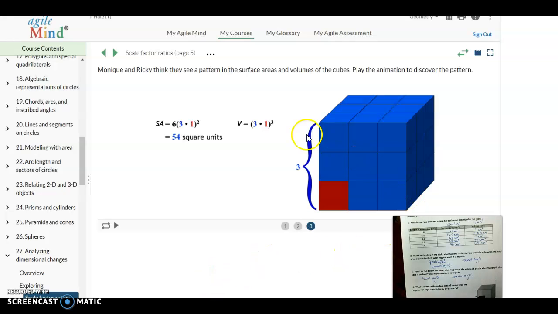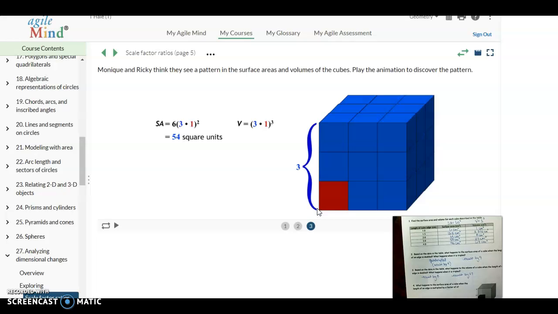Okay, so now let's think about volume. Okay, so our original volume, remember the side length was 1. 1 cubed was 1. Our original volume was 1. But we're tripling the sides, right? We're tripling the side length, so it's now a side length of 3. But to find volume, it's going to have that relationship cubed. What is 3 cubed? 3 cubed is 3 times 3 times 3, which is 27.